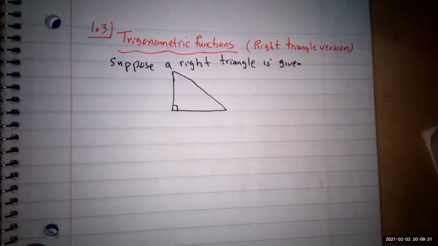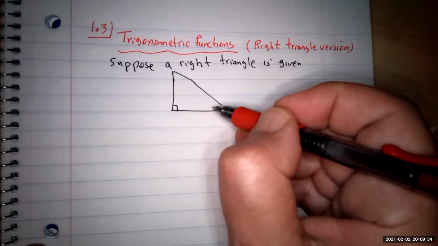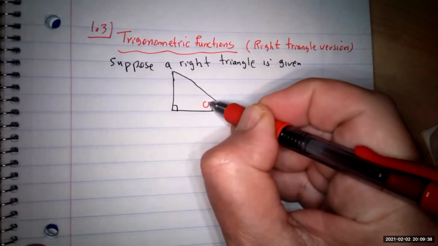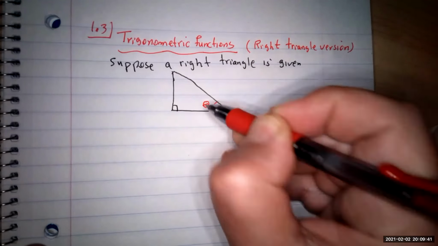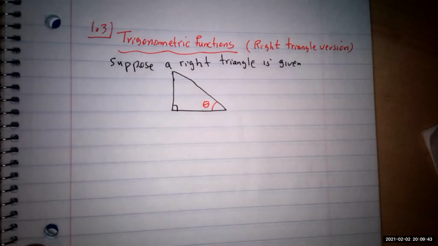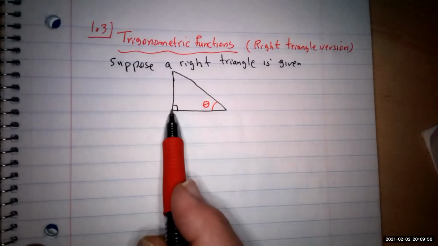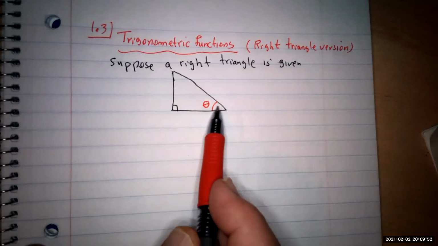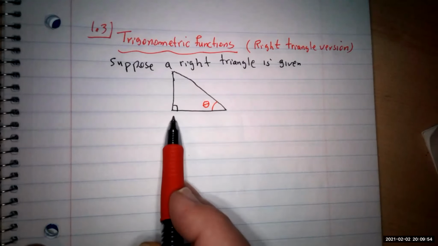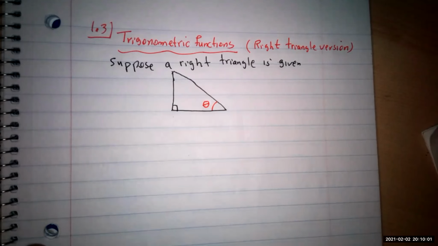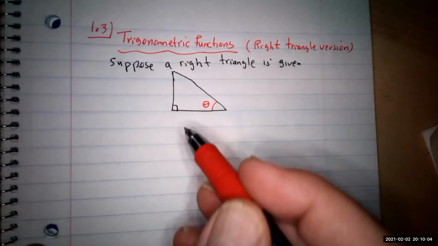Okay, so we're going to fix an angle. We call this one theta. Angle theta. So for this angle, this leg is going to be opposite of theta. And this leg over here is going to be adjacent to theta. It's nice to get these expressions.